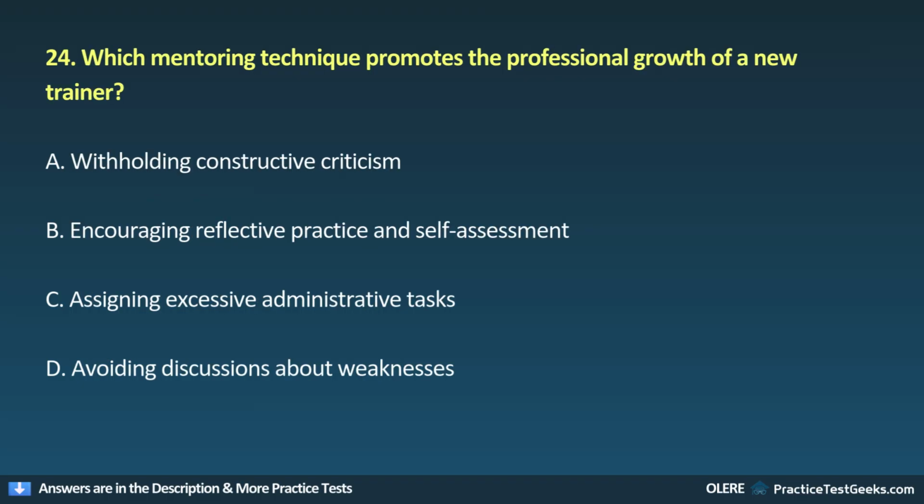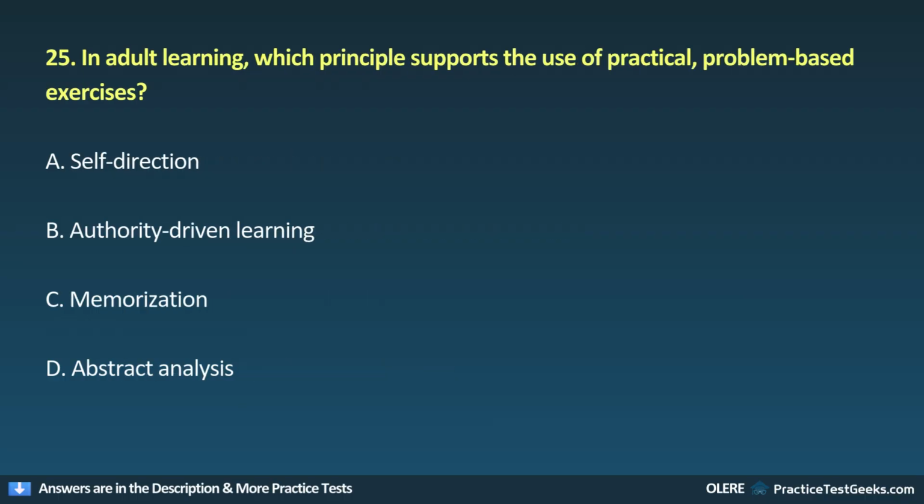24. Which mentoring technique promotes the professional growth of a new trainer? A. Withholding constructive criticism. B. Encouraging reflective practice and self-assessment. C. Assigning excessive administrative tasks. D. Avoiding discussions about weaknesses.